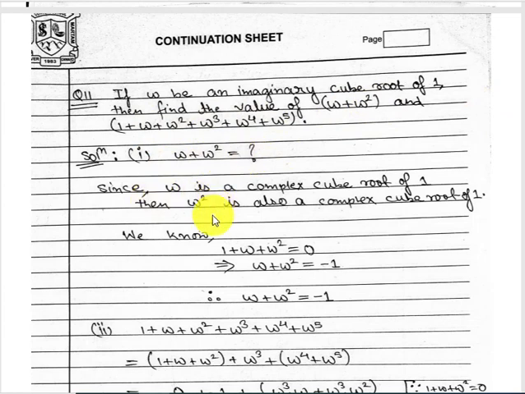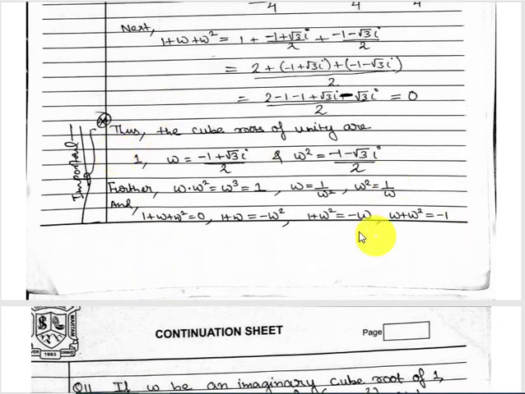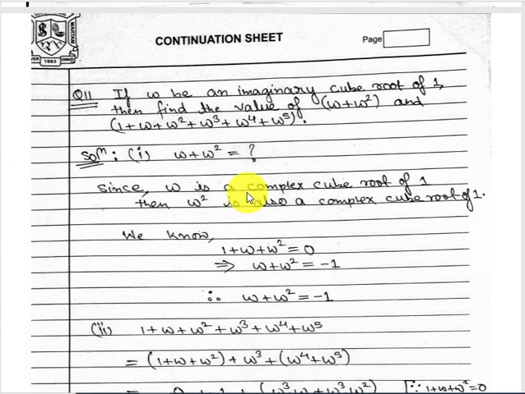Already they're saying that omega is an imaginary cube root. We know that there are two imaginary cube roots, meaning two complex cube roots of unity. They are saying one of them is omega, so we know the other has to be omega square. We just proved that. If one of the imaginary cube roots is omega, then the other will be omega square. We have to remember these relations. Here we have to find omega plus omega square.